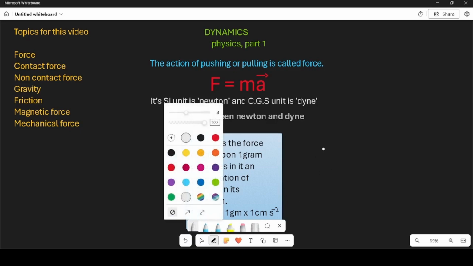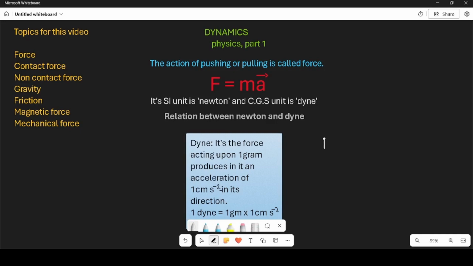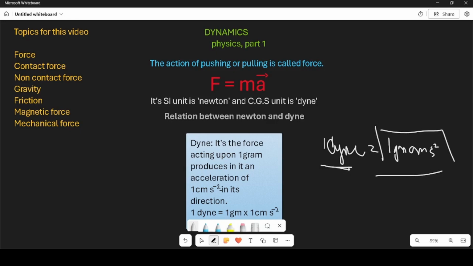So 1 dyne would be 1 gram centimeter per second square. This is how you define 1 dyne. So in short we write it as dyne.